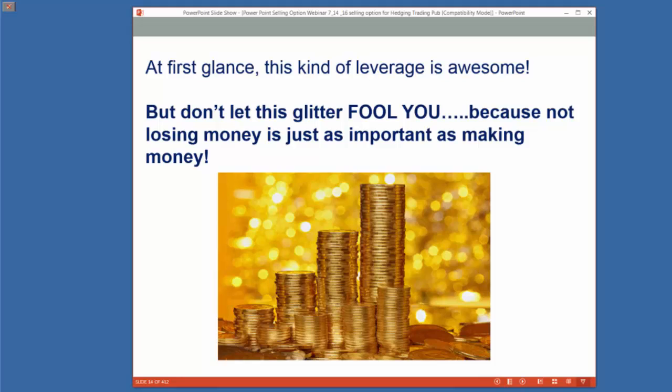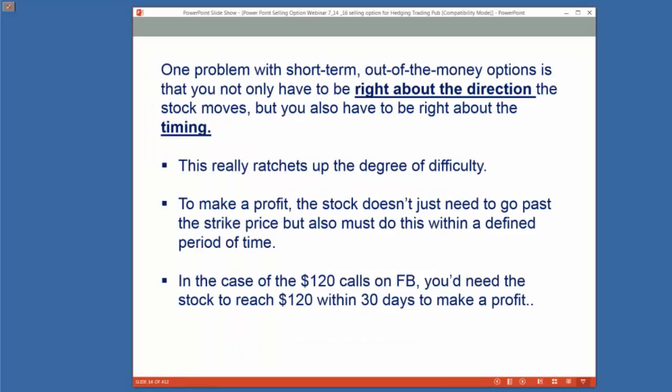Now, one problem with short-term out-of-the-money options is that you not only have to be right about the direction, but you also have to be right about the timing. And this is what really ratchets up the degree of difficulty. To make a profit, the stock doesn't just need to go past your strike price, but it also has to do it within a defined period of time.